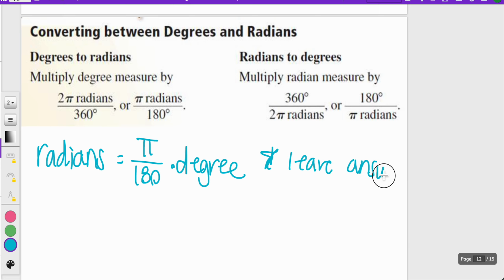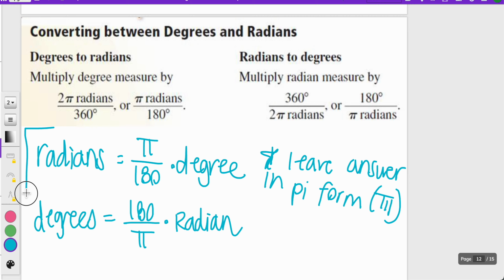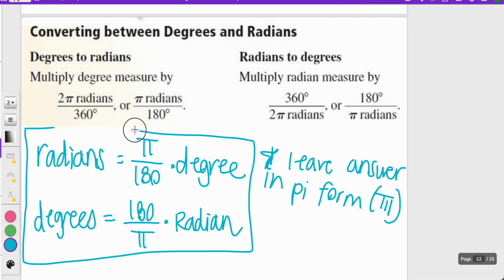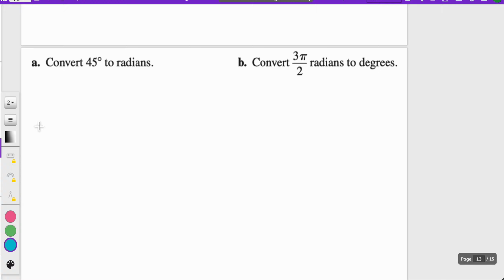Okay, and you're going to leave your answer in pi form, which just means have pi in your answer. Okay, for degrees, all you have to do is take 180 divided by pi times the radian. Okay, so this would be just the main thing we want to get from here. Okay, so we're going to try this one.